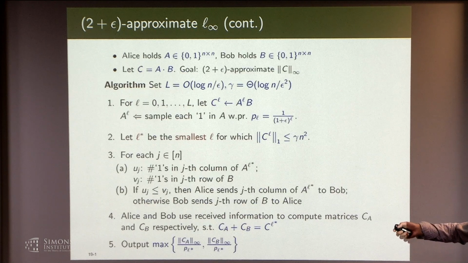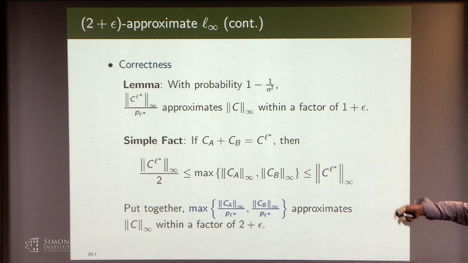So first, we can show that if we look at this particular level, the L infinity norm of CL star after proper rescaling is a good approximation of the L0 norm of the original matrix C. This is what we have. This is a simple fact. So that means the max of these 2 is a 2 plus epsilon approximation of the L infinity norm of CL star. And combining these 2 facts, we get a 2 plus epsilon approximation. Okay, so this is the correctness of the algorithm.